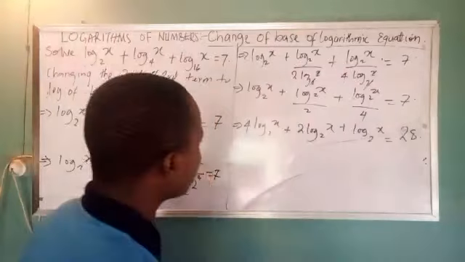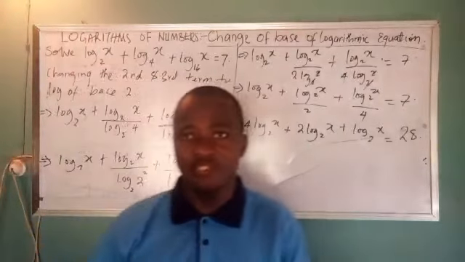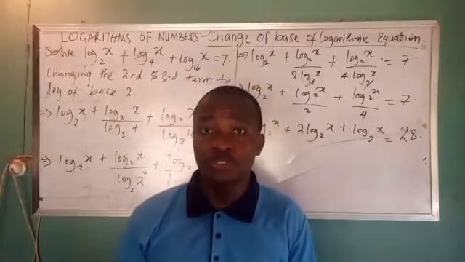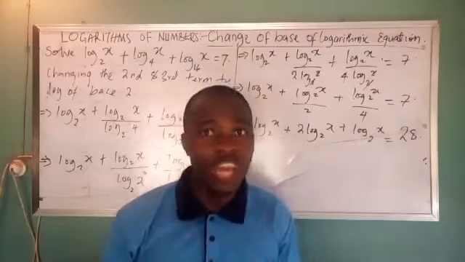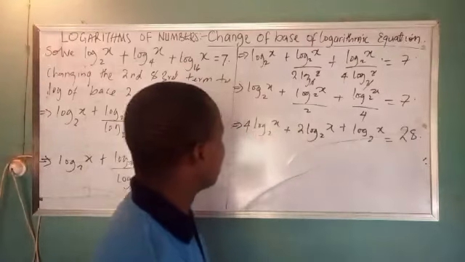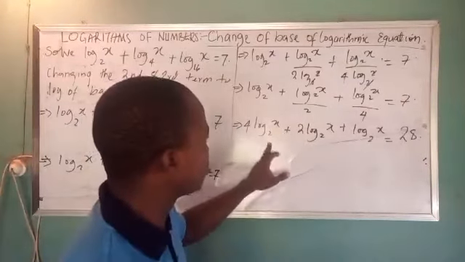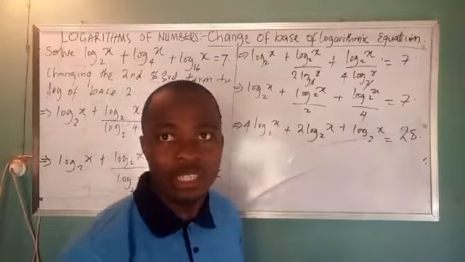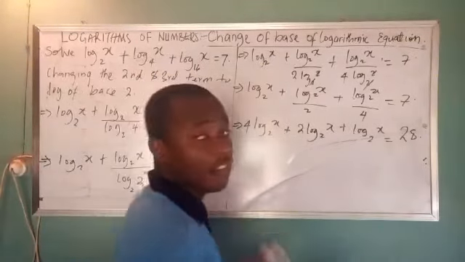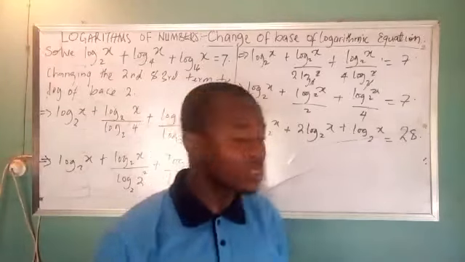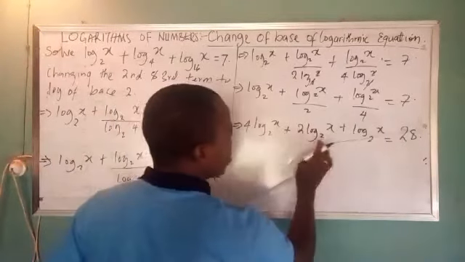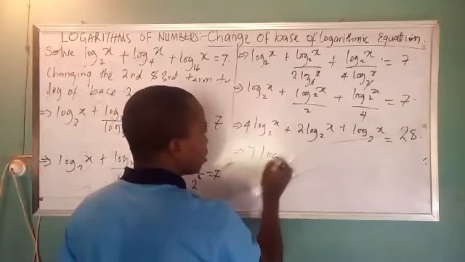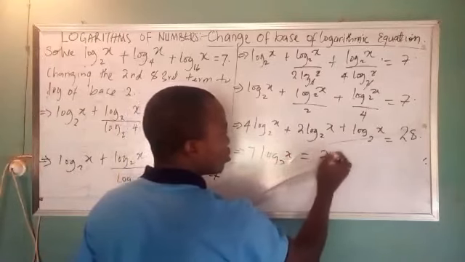You see that we have transformed all of these terms to be in base 2. That's where we are going. So now, because we have 4 log x base 2, 2 log x base 2 plus log x base 2, you can see that they are like terms, therefore they can be added. So 4 plus 2 plus 1, we have 7 log x base 2 equals 28.